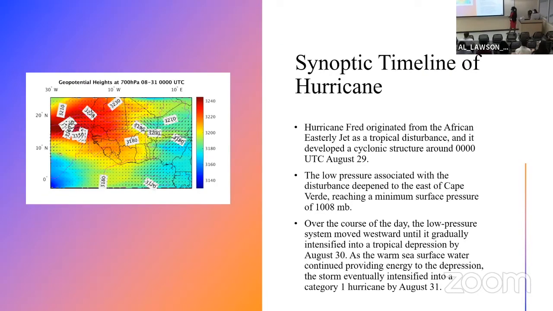Just to give you a little idea of the start of this storm, it began in the African Easterly Jet, first as just a small tropical disturbance on the 29th of August. The low pressure you can see on the right side intensified and deepened toward 1008 millibars. Then it continued to intensify when it reached some more warm water, and we saw a tropical depression on the 30th. And then it officially became a category 1 storm.